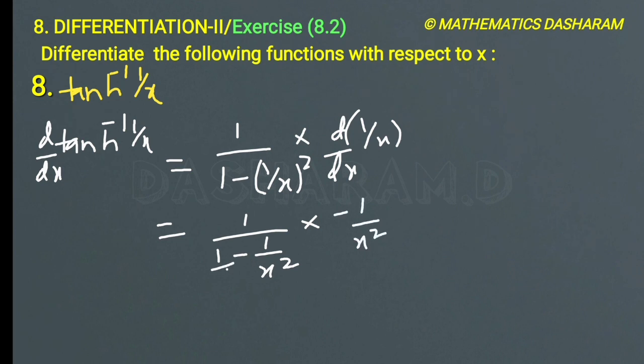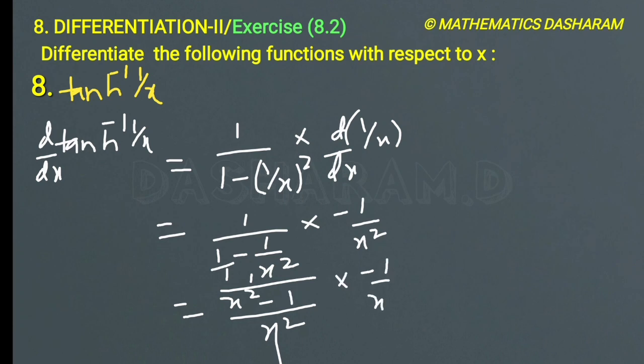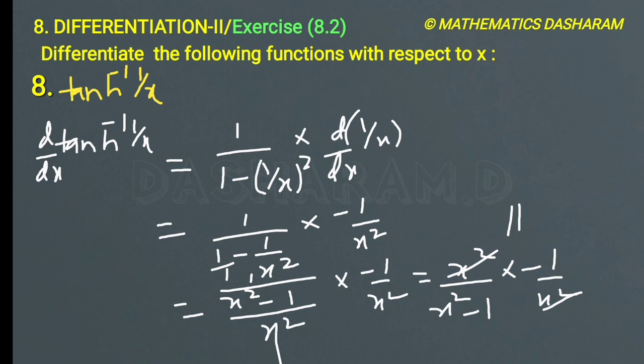So here 1 can be written as 1 by 1. Then the LCM is x square. So x square minus 1 by x square into minus 1 by x square. See here, it is 1 by x square minus 1 by x square. So then the denominator fraction becomes reversed, x square by x square minus 1 into minus 1 by x square. Here both are cancelled. So the final answer is minus 1 by x square minus 1.